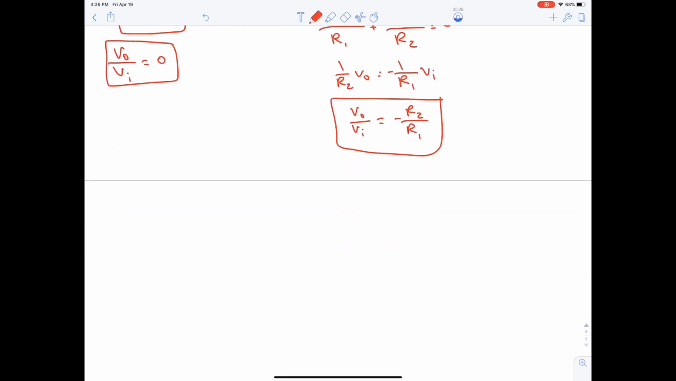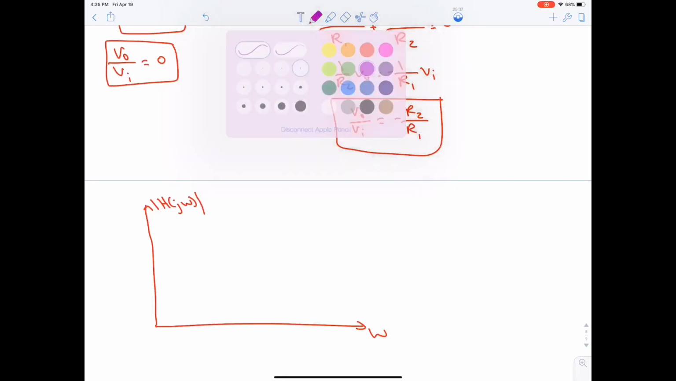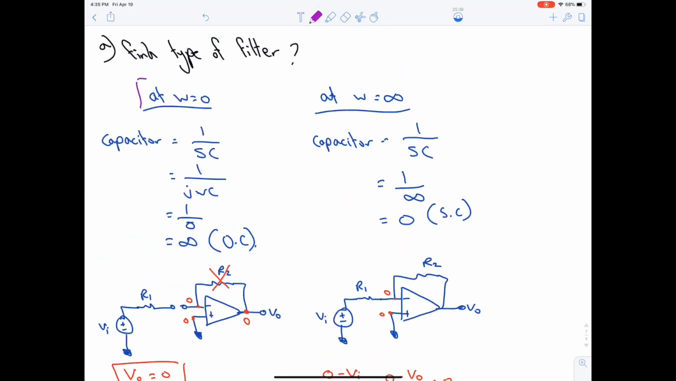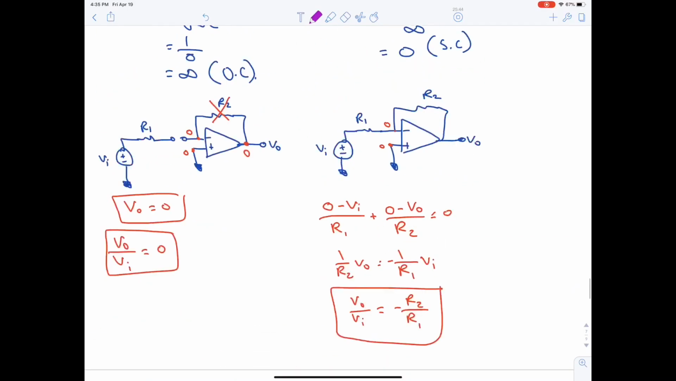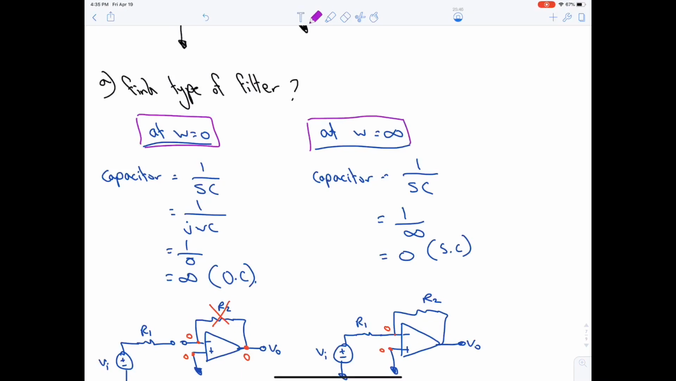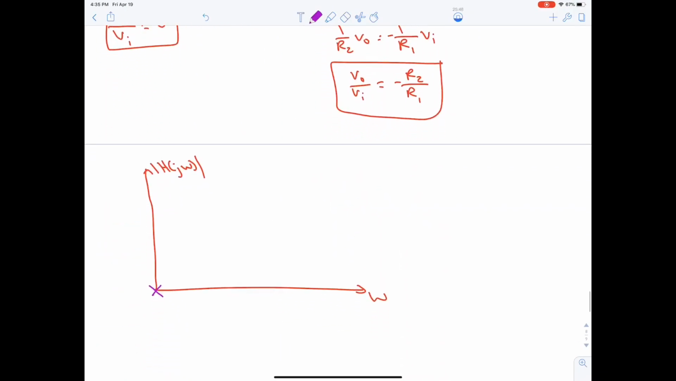Let's plot the magnitude, omega with respect to the magnitude. When omega is 0, the magnitude is 0. When omega is infinity, the magnitude is R2 over R1. Be careful not to put the negative sign. So this is the active high pass filter.